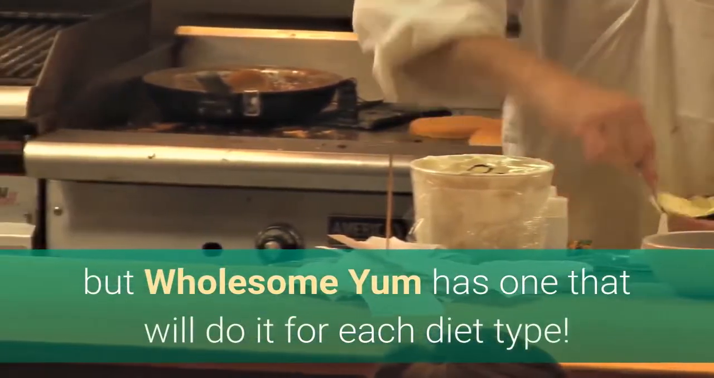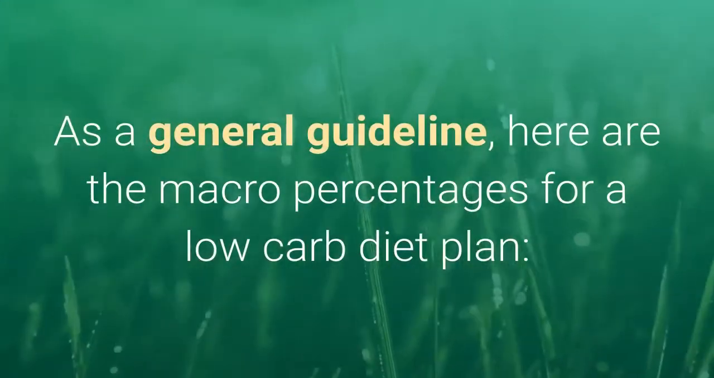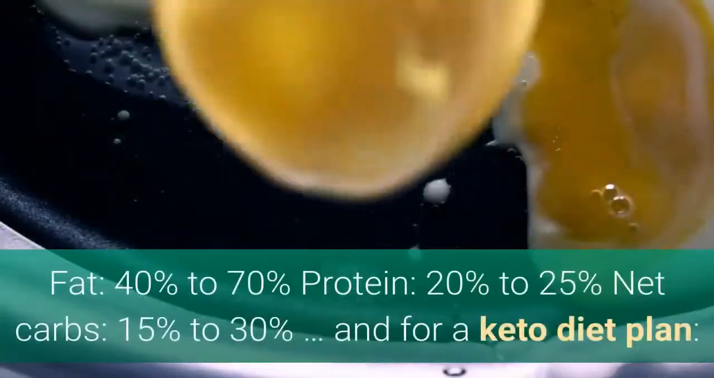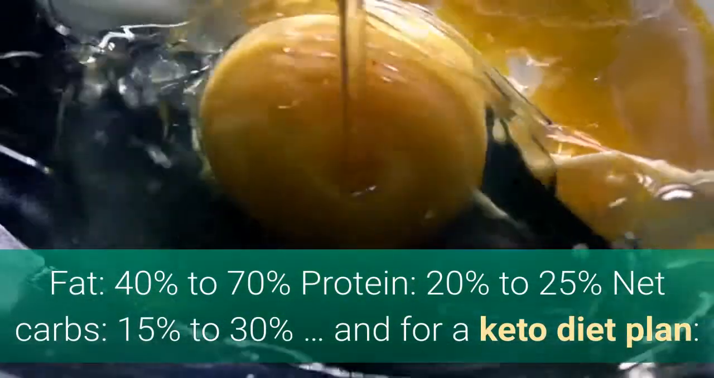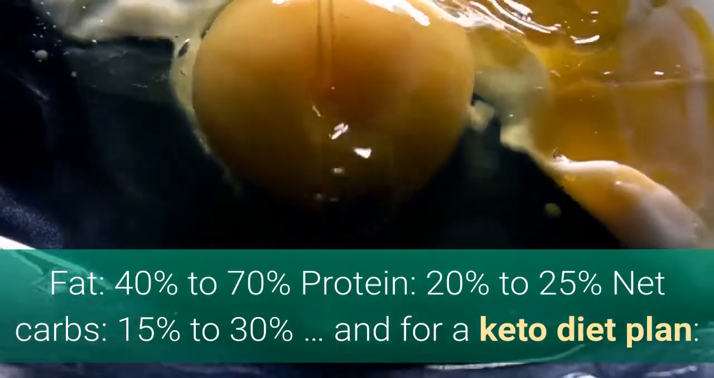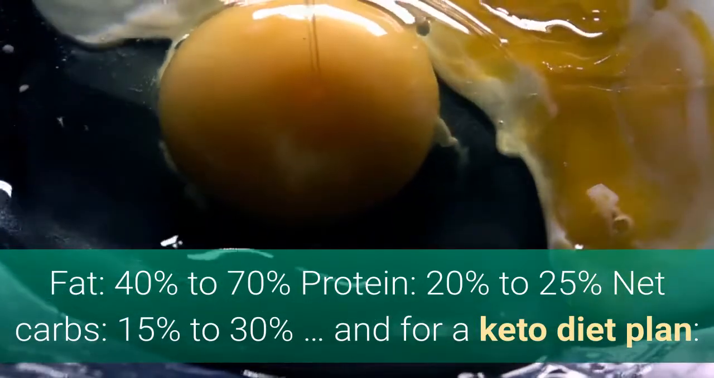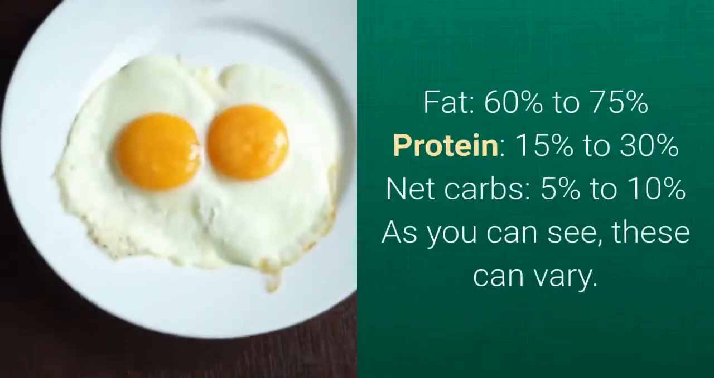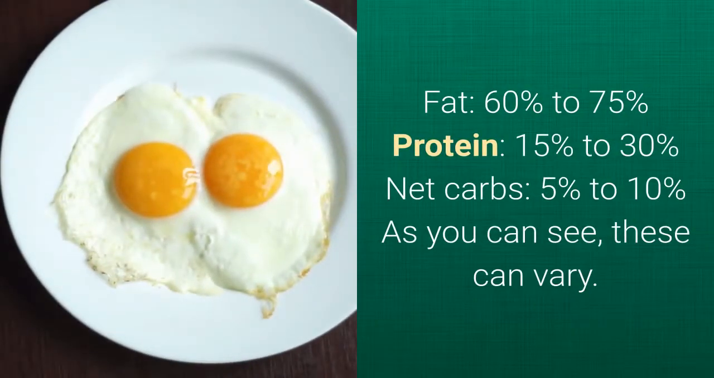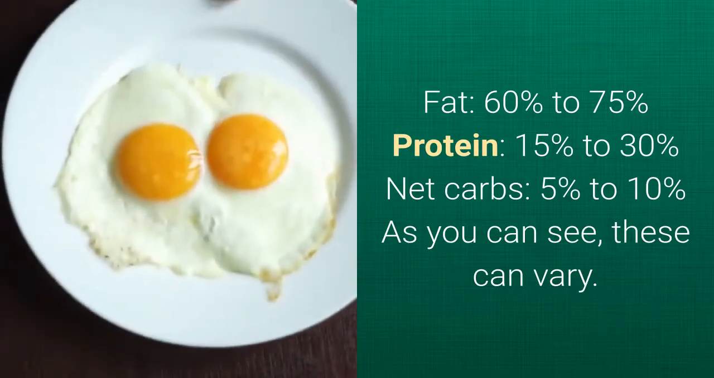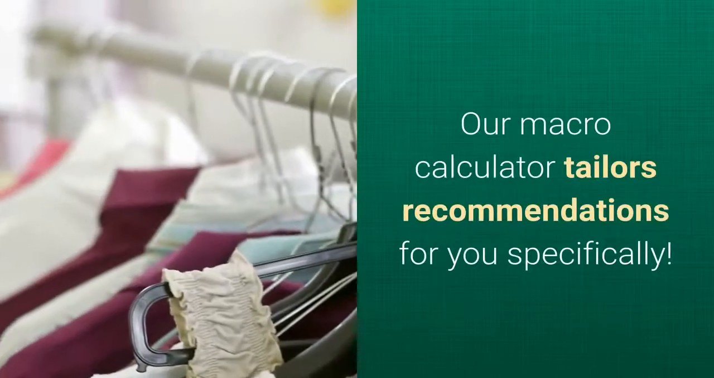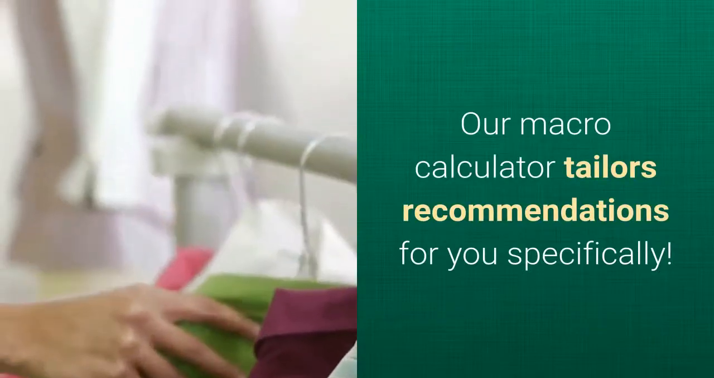As a general guideline, here are the macro percentages for a low-carb diet plan. Fat, 40% to 70%. Protein, 20% to 25%. Net carbs, 15% to 30%. And for a keto diet plan: fat, 60% to 75%. Protein, 15% to 30%. Net carbs, 5% to 10%. As you can see, these can vary. Our macro calculator tailors recommendations for you specifically.